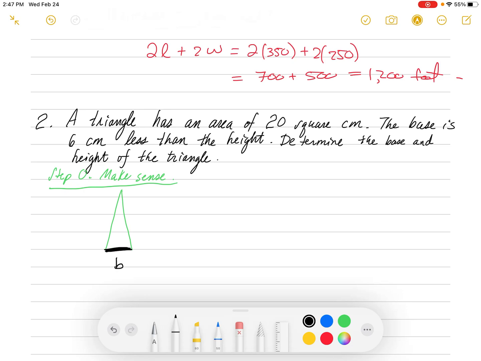So this here is the base right here. We're going to call that B. And this here is going to be the height, H. So the area is 20 square centimeters, and the base is 6 smaller than the height. We want to find the base and the height. So we want to declare our variables. That'd be step 1 officially, I guess.